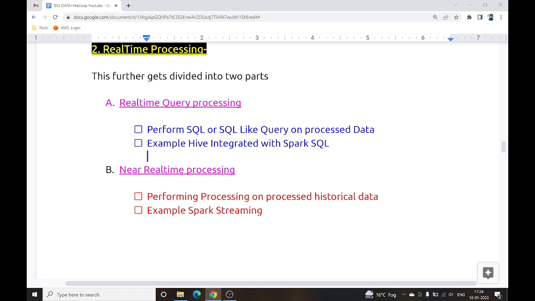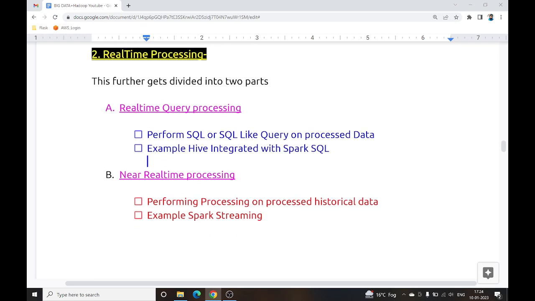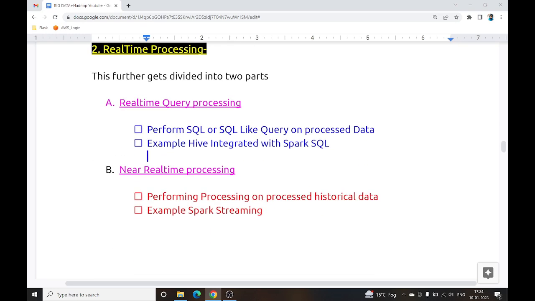Batch processing is where we deal with historical data, and real time processing is where we deal with real time data. Next, near real time processing. Here also there is something known as near real time processing, which performs processing on processed historical data. An example is Spark streaming. There can be scenarios where you are dealing with historical data, but you are processing it in real time, or you can say near real time. Spark streaming is the best example for understanding near real time processing of data.